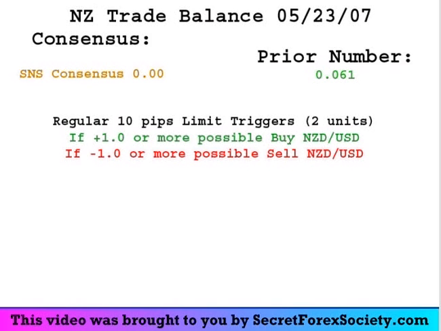So, that is the situation. The ideal situation here is for both imports and exports to come out higher, and the exports to come out slightly higher so that the trade balance is a little more positive. That would be the ideal situation to buy the New Zealand dollar.